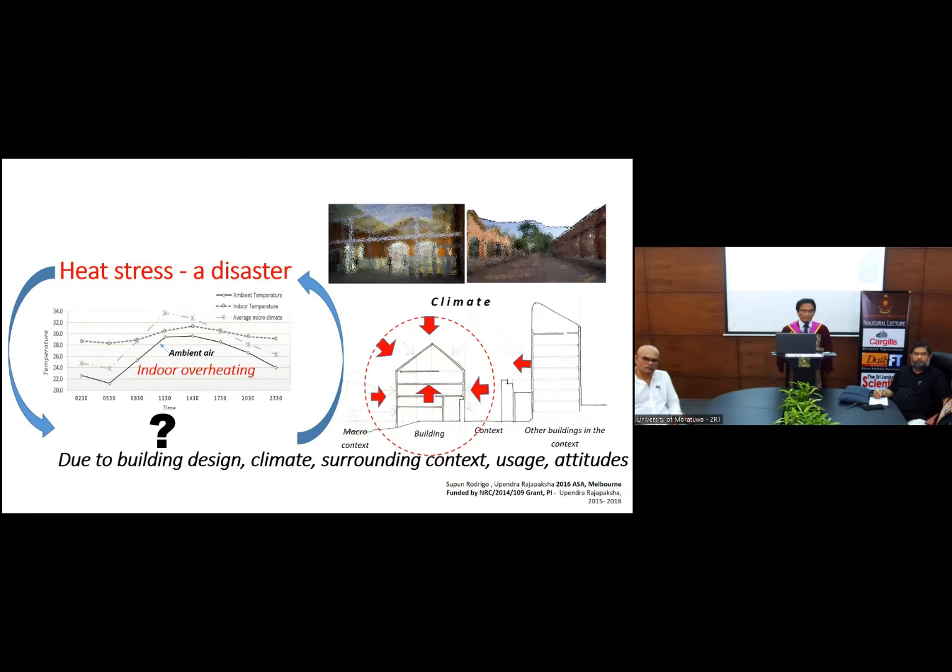The indoor air is much higher than the ambient level. And then there's another line that shows the external climate, external microclimate. So even external microclimate is higher than ambient. So these are primarily due to building design, climate, surrounding context, usage, and attitudes. Attitudes is it's attitude with the designers.